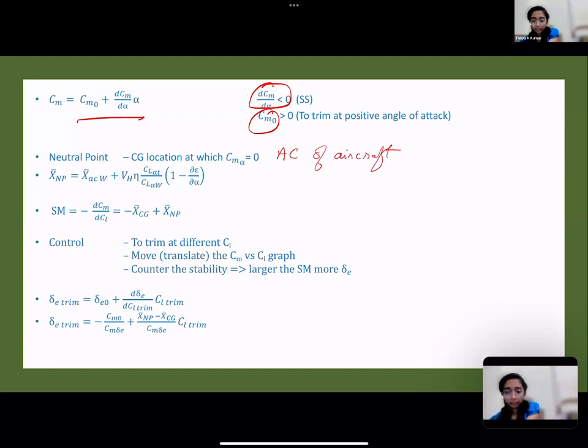Okay. Then we derive the neutral point, the location of neutral point. So this is the equation. Then we studied something known as the static margin. Static margin is the quantity that tells you how stable your aircraft is, longitudinally stable. It's given by minus dCm by dCl, and the equation is x bar np minus x bar cg. So for a stable aircraft, static margin will be positive or negative. Stable aircrafts, positive or negative, static margin.